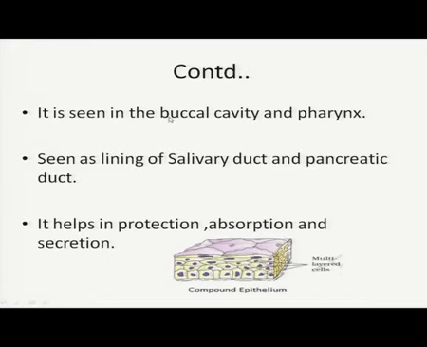It is seen in the buccal cavity as well as the pharynx. It is seen as a lining layer in the salivary duct as well as in the pancreatic duct. In the salivary glands, in the salivary duct, and similarly in the duct of the pancreas, it can be seen as a lining layer. They help in the function of protection. Similarly, they help in absorption and they help in secretion.